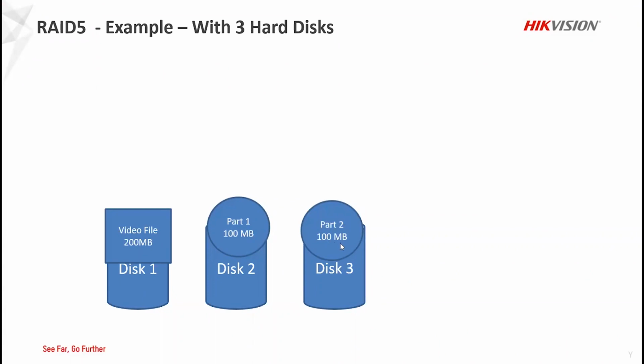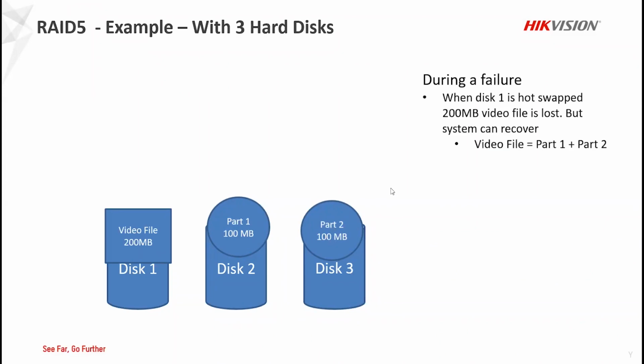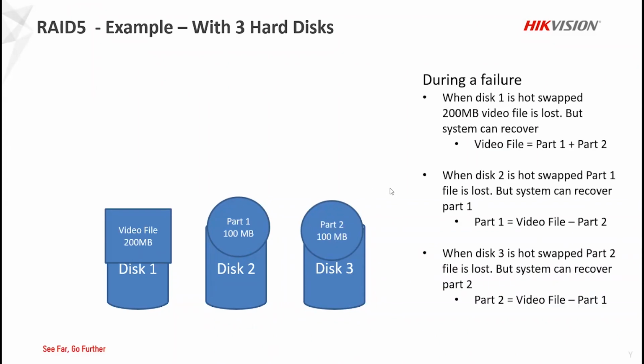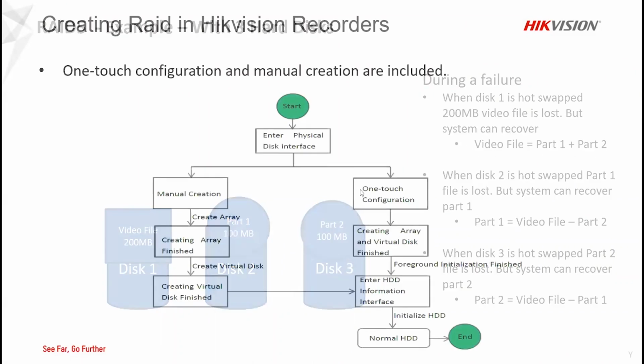Same like that, if disk 3 fails, when we insert a new disk, it can create part 2 as well. So it is very simple. As you can see here, the video file equals part 1 plus part 2.